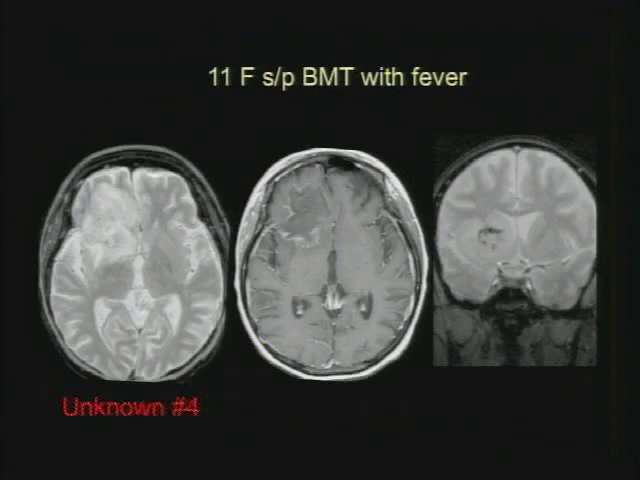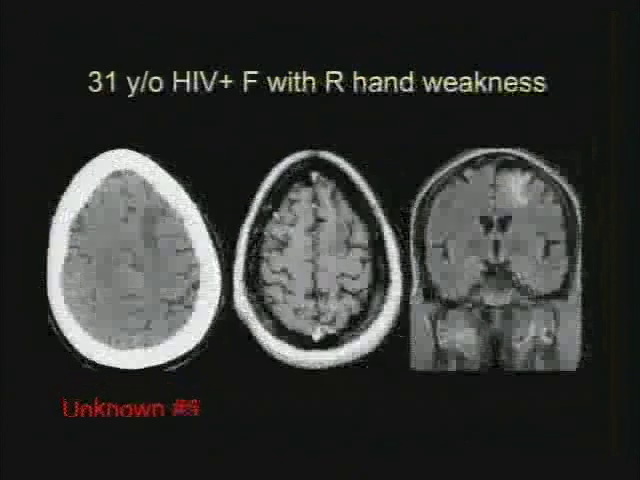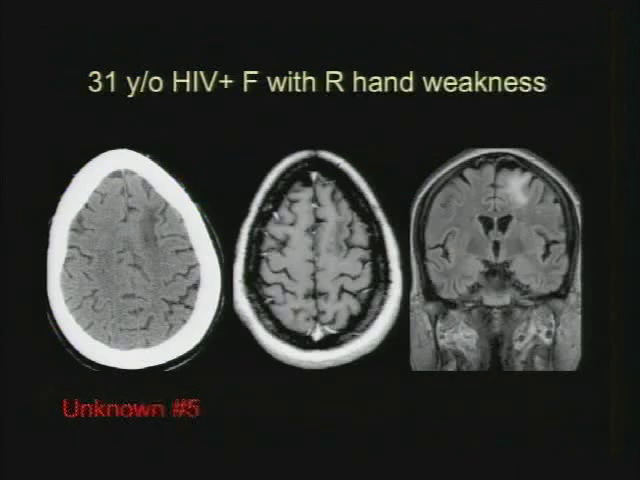So this is an 11-year-old female. She's neutropenic after a bone marrow transplant who comes in with a new fever. And our last unknown case is a 31-year-old female with HIV who comes in with right hand weakness.